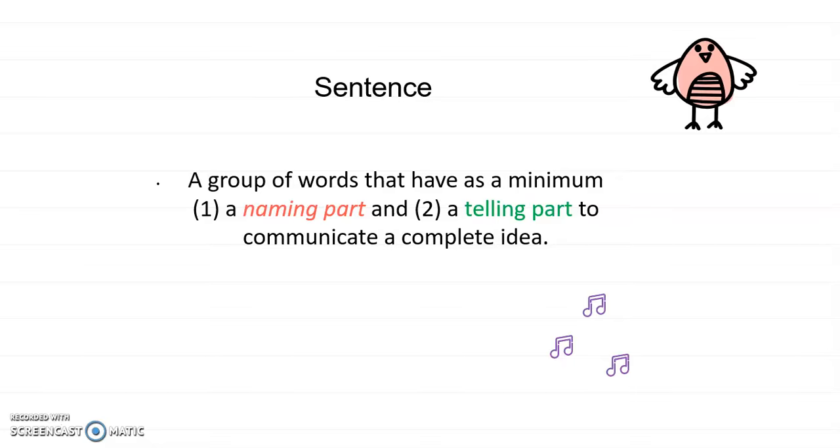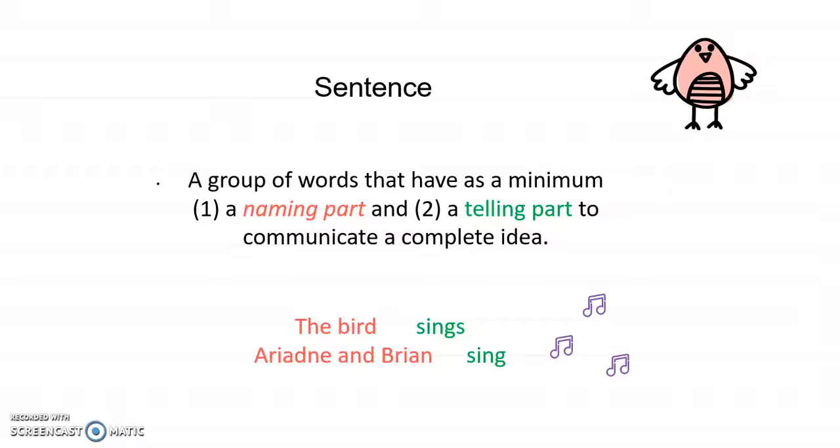A sentence, as you probably remember from the previous tutorial, has a minimum of two sections: the naming part and the telling part. Together, they communicate a complete idea. The bird sings. Ariadne and Brian sing. These are examples of basic sentences in English. They always go in this order. First the naming part, then the telling part. First the subject, then the verb. The verb is also called a predicate, depending on the book and the grammar that you check.